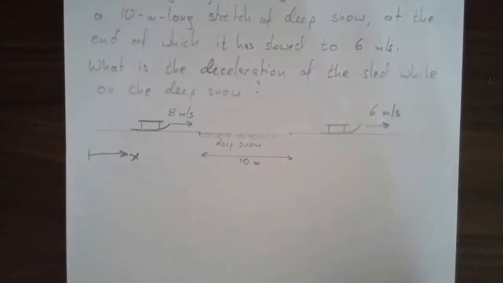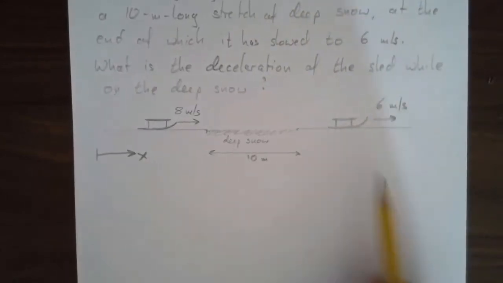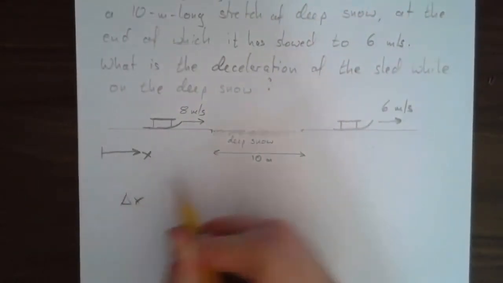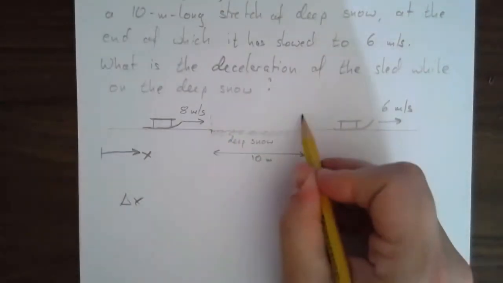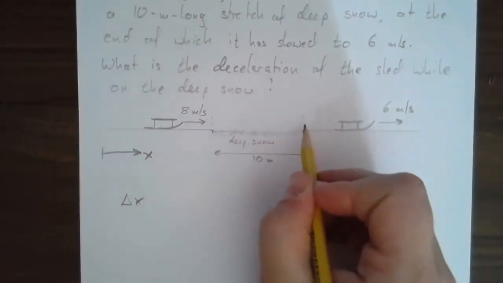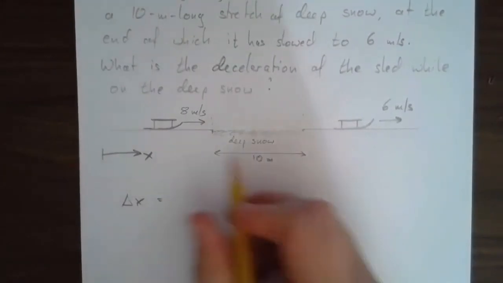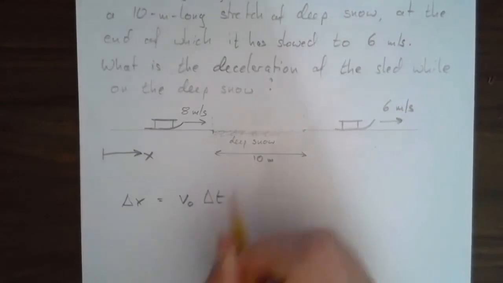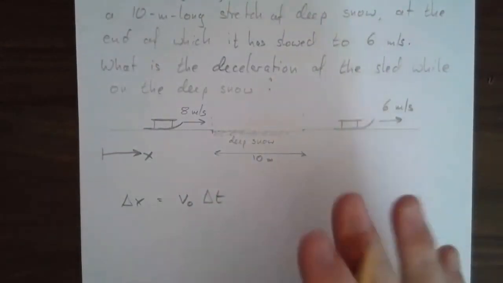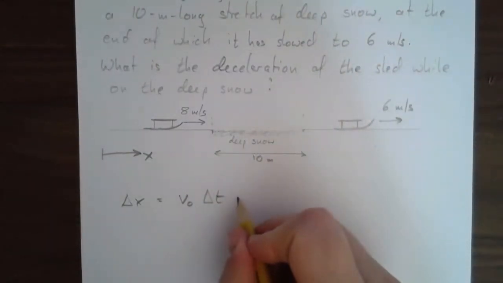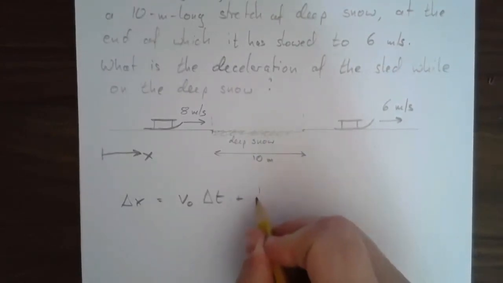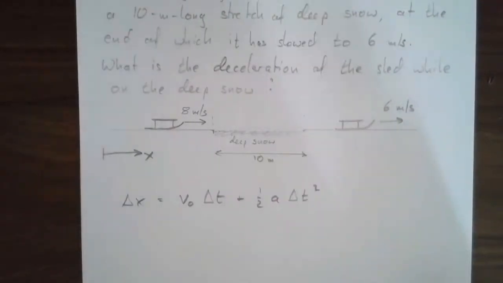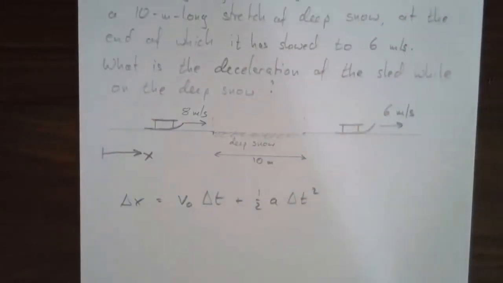Okay, so let's see what we have. We have that delta x, and the time interval I'm going to care about is from here to here, obviously. Start here, end here. During this time interval, it's going to be v naught times the time spent on the deep snow, which I don't know, plus 1/2 a delta t squared.